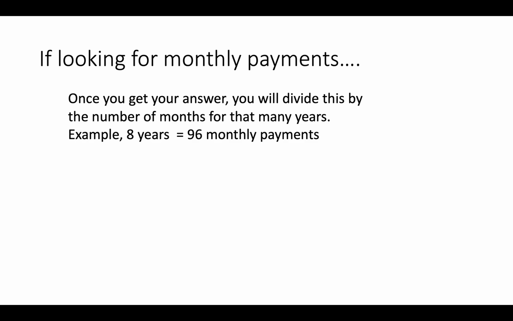If you're looking for the monthly payments, once you get your answer, you're going to divide that final answer by the number of months for that many years. So say something is for 8 years. In 8 years, there's 96 months. So you're going to take that answer and divide it in this instance by 96. Why by 96? Because in 8 years, there's 96 months. So there's going to be 96 payments.